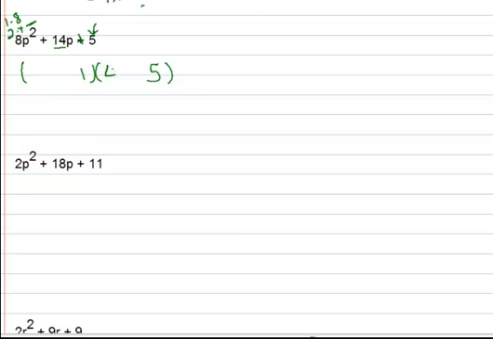I'm going to put the 4 here and put the 2 here. So let's go ahead and see what that gives me. So that gives me a 4x, and that gives me a 10x. I add those together, I get 14x, I'm good.